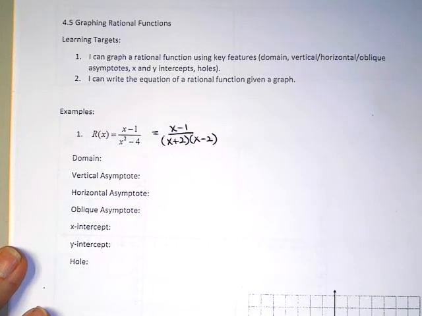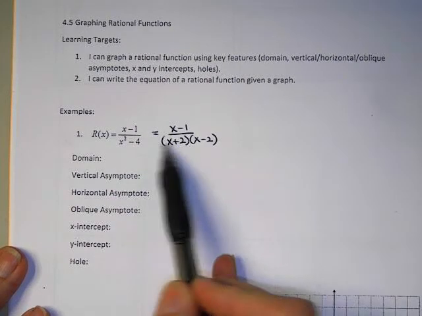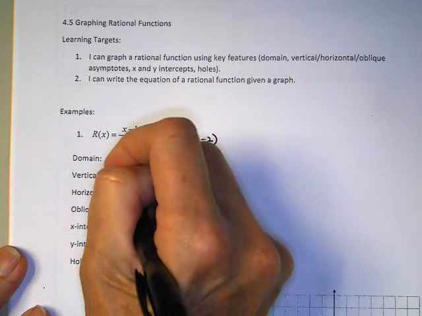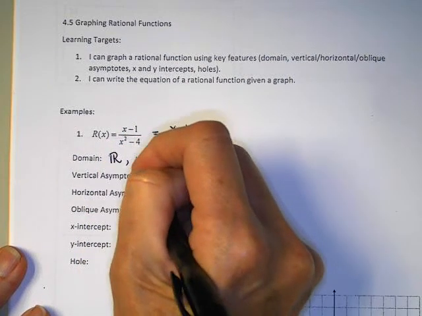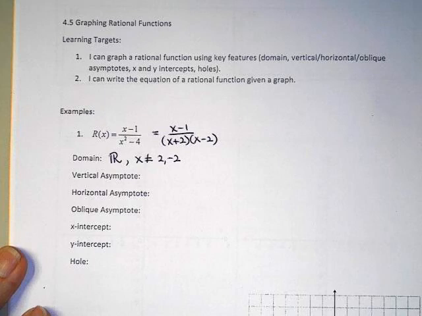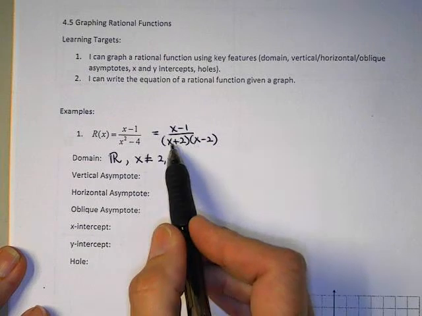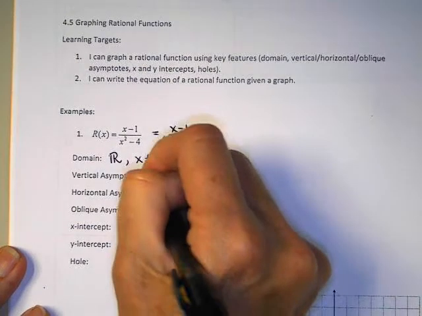And then to help you create these graphs, we're going to first make this list of information here. And so the first thing is domain. I know when I'm looking at a rational function, I just want to be careful to make sure my denominator is not 0. So I'm going to say the domain is all reals, excluding 2 and negative 2. Okay. Vertical asymptotes, I know from the previous section, right? I look at where my denominator is 0. So that would be at negative 2 and 2.